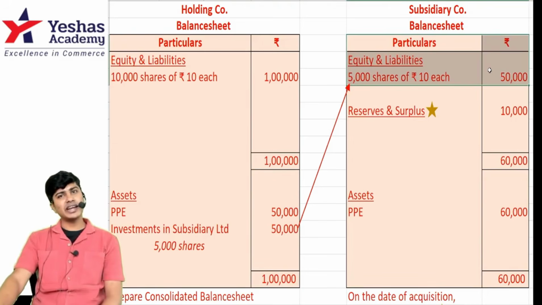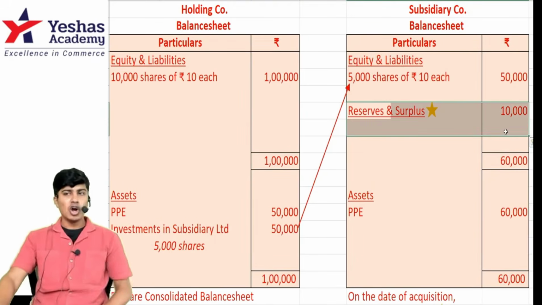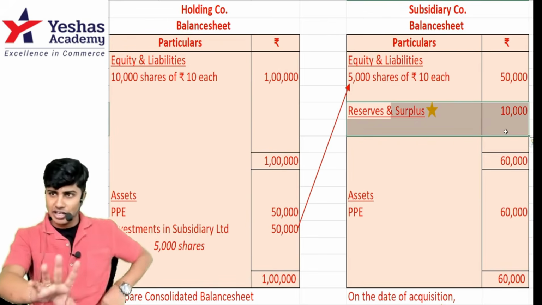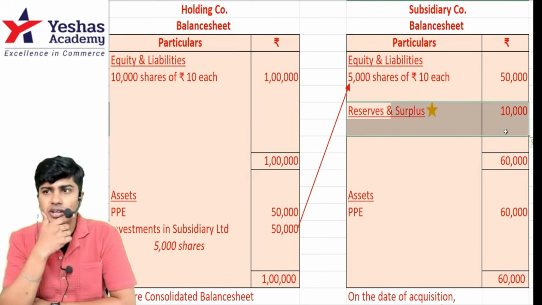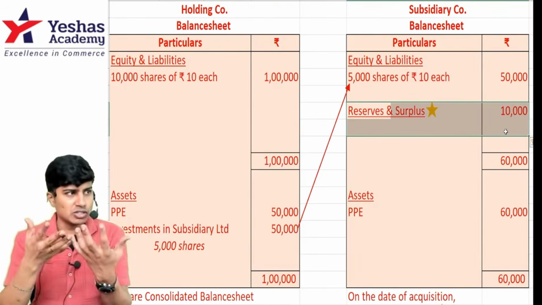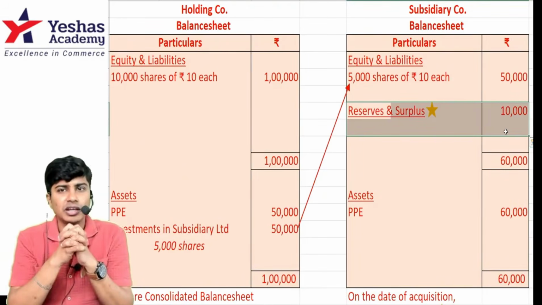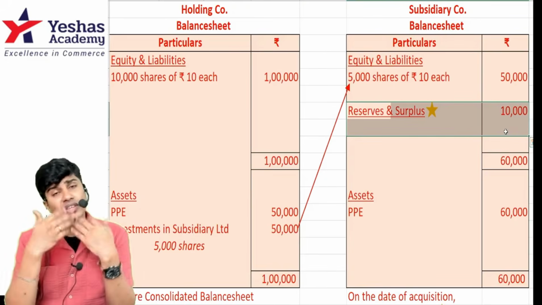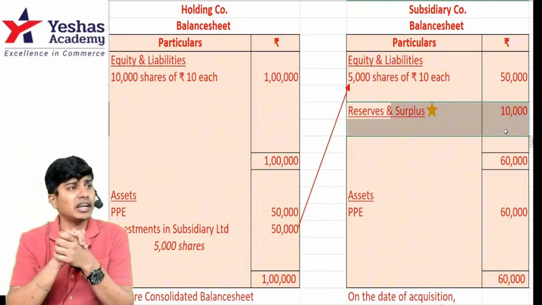I want you to go slightly back in time. You remember investment accounting? Do you remember something called pre-acquisition, post-acquisition? This reserves and surplus is 10,000. On the date when you're doing consolidation, how much is reserves? 10,000. How much profit is earned by the subsidiary? 10,000.